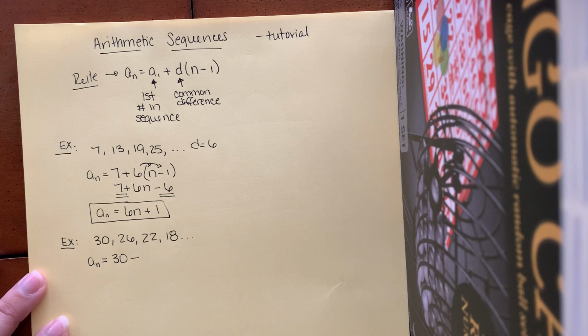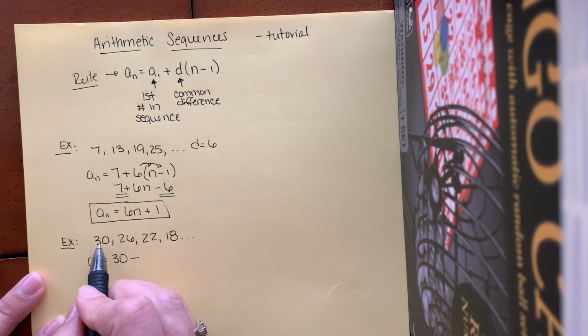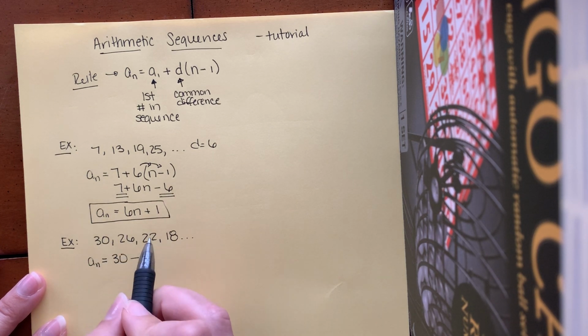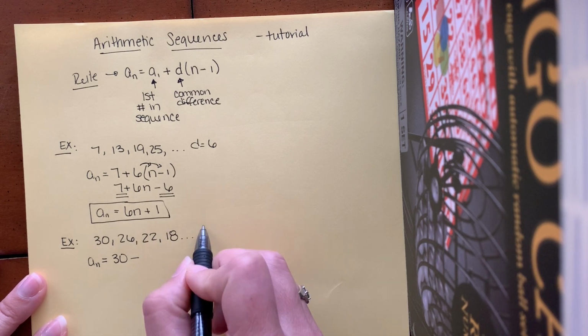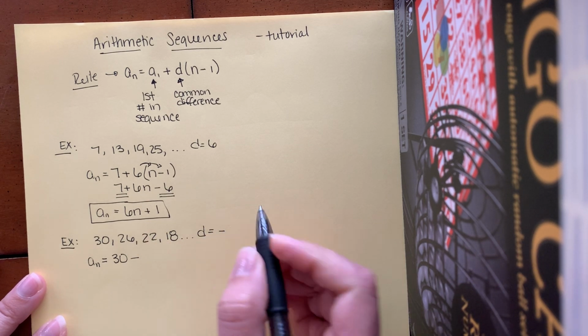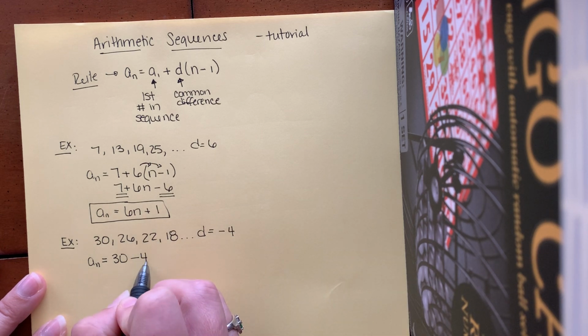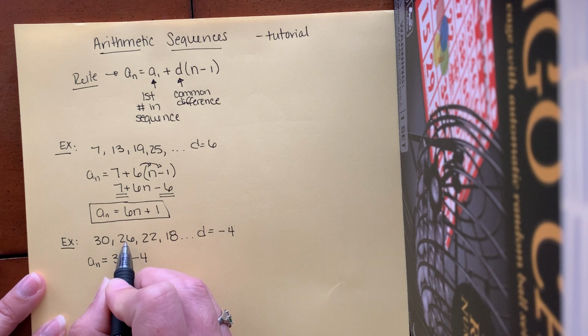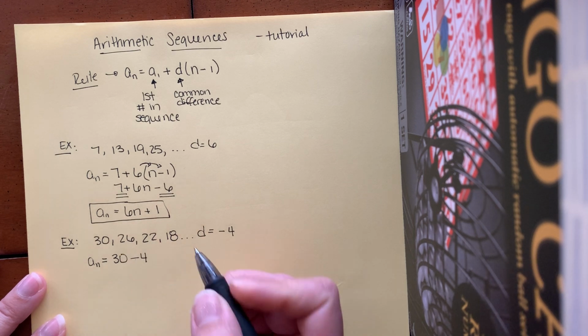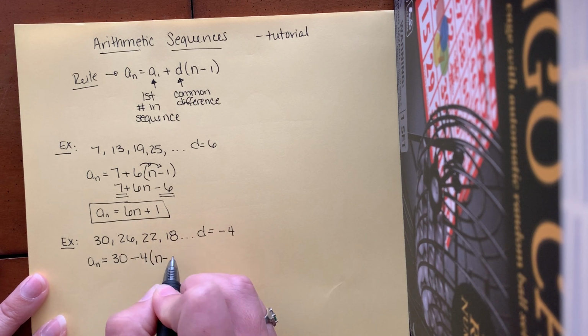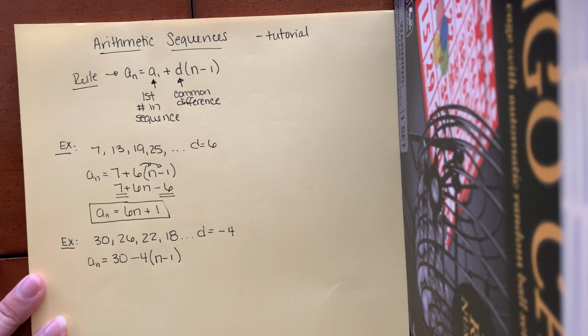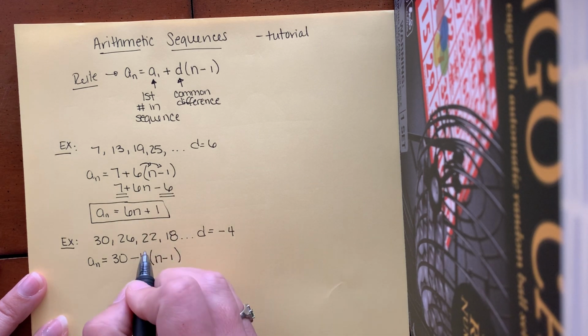So what number am I decreasing by? How is 30 becoming a 26 to a 22 and an 18? It looks like we are subtracting 4. So my D value is 4, so we're going to say minus 4, because 30 minus 4 gives me 26, 26 minus 4, and so forth and so on. So that is the pattern. Plug in your n minus 1 in the parentheses. So there's my equation, but I need to simplify it. We don't like to leave it unsimplified.